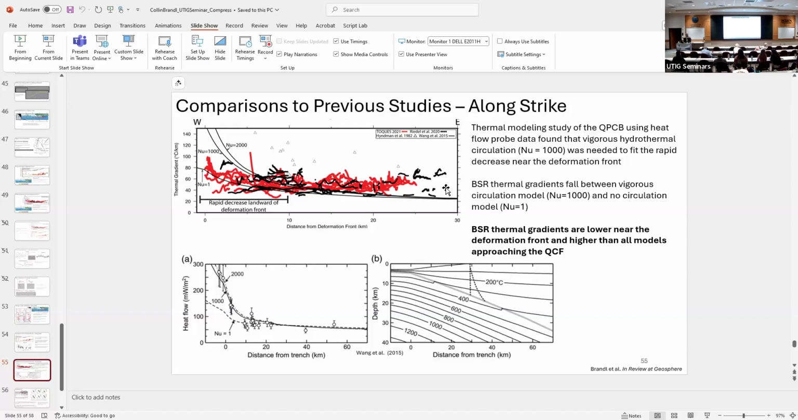Somebody should redo these thermal models, right? Really, if you think about these curves for each of the different hydrothermal circulation models, it's really fitting like 2 heat flow data points. So I think reevaluating with all the data maybe would help us to nail it down.